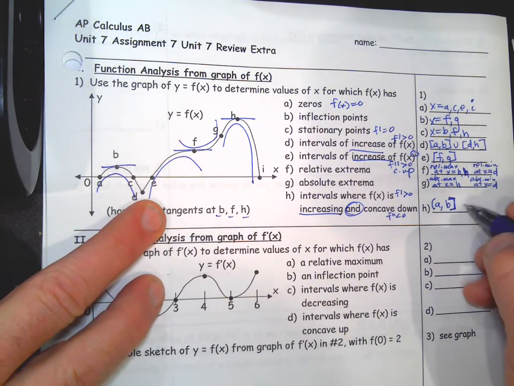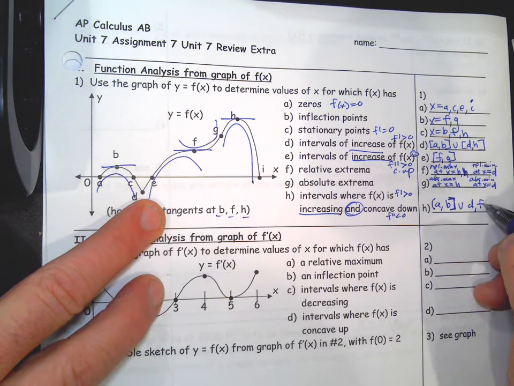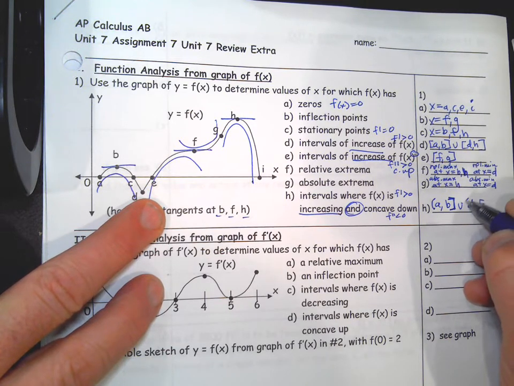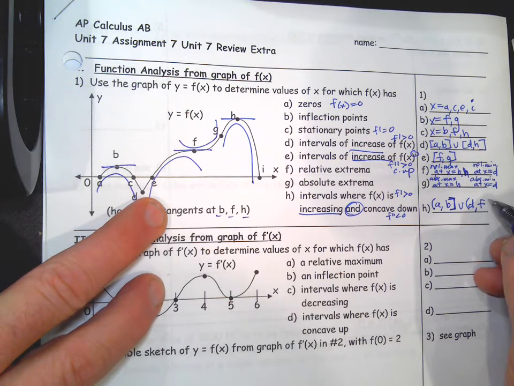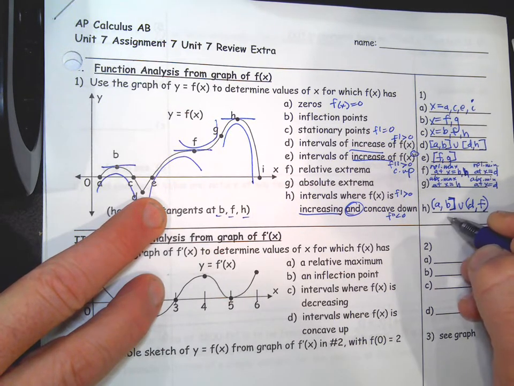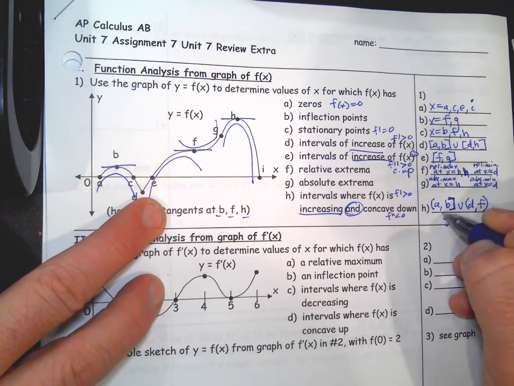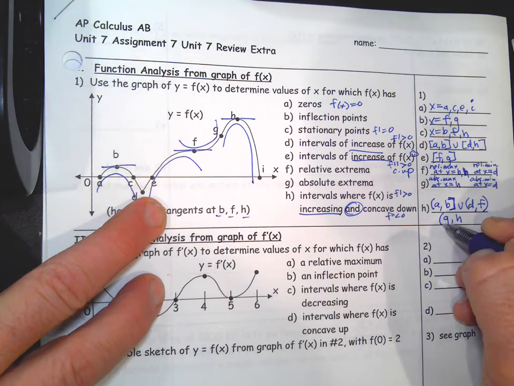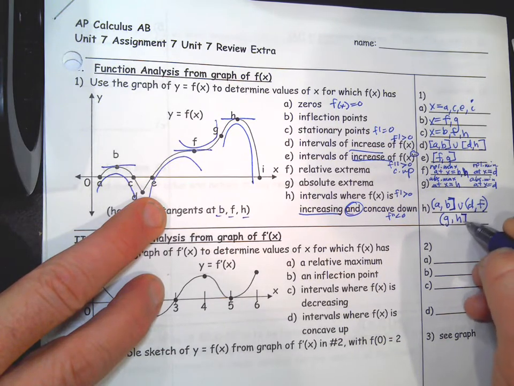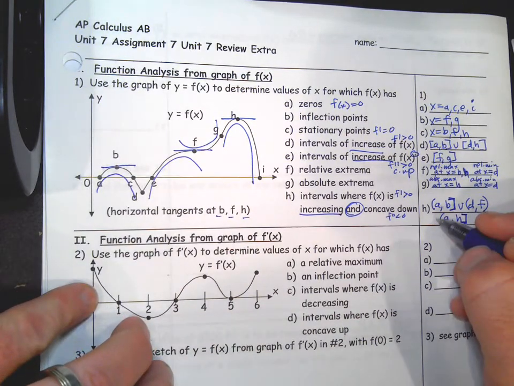I would also say D to F is concave down, and I would not include D because it's the edge of concavity, and I wouldn't include F because it's the edge of concavity. And then we also have G to H. I would not include G because it's at the edge of concavity. I would include H because it's in the middle of concave down and it's the edge of increasing. So we would include that.